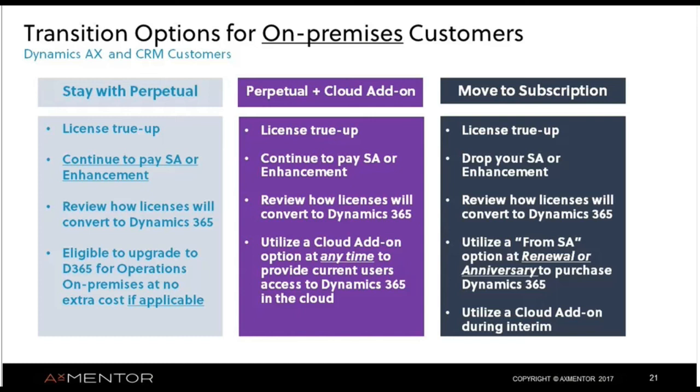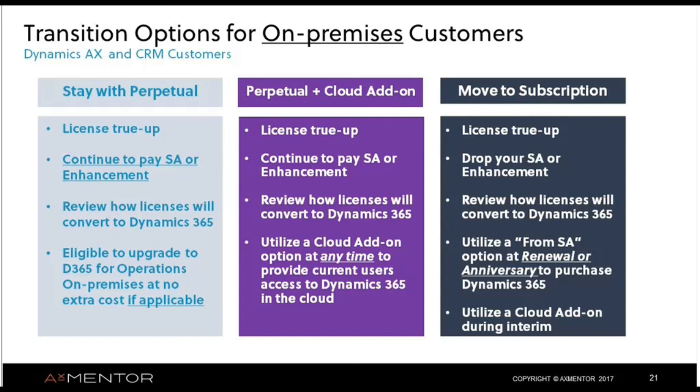And then finally, if you're a person in good standing with software assurance or an enhancement plan, you're eligible to upgrade to Operations on-prem at no extra cost, if applicable. And the condition is that you must be current on your EP or SA. If you need additional seats, you would have to purchase those, of course, because you would be eligible to upgrade at no cost one-to-one, but if you need net new seats, you would have to pay for those.